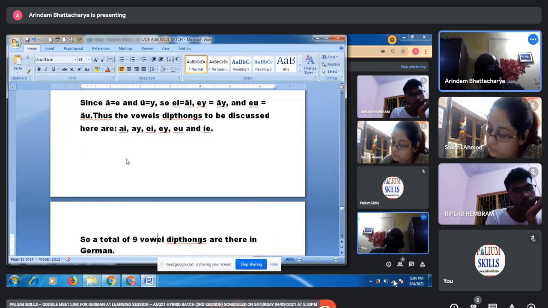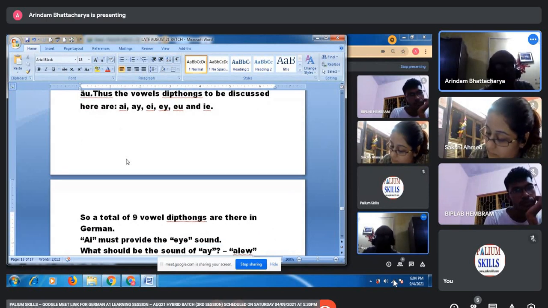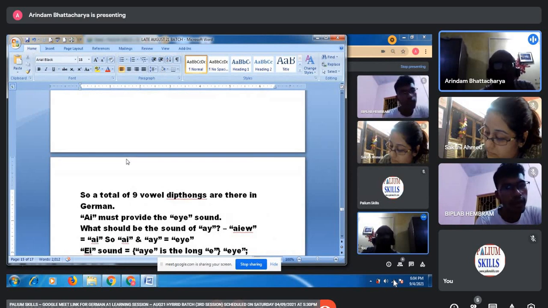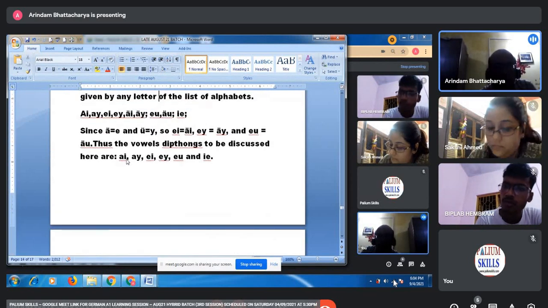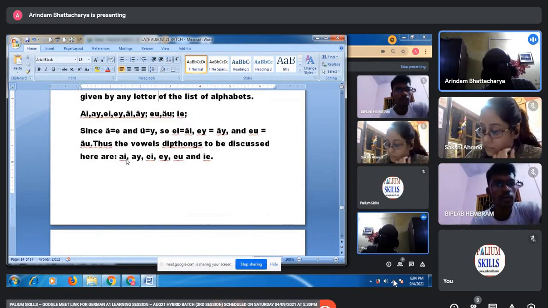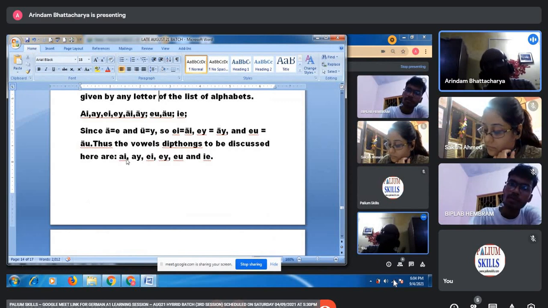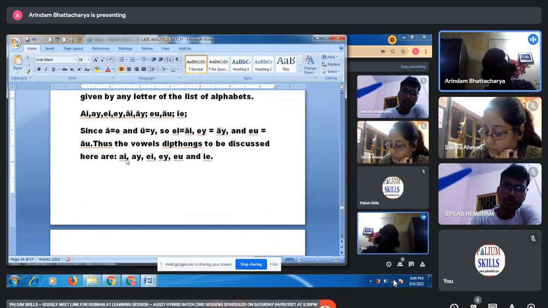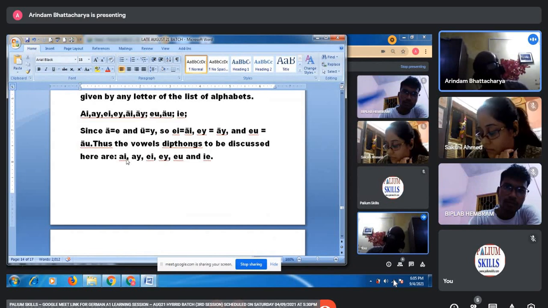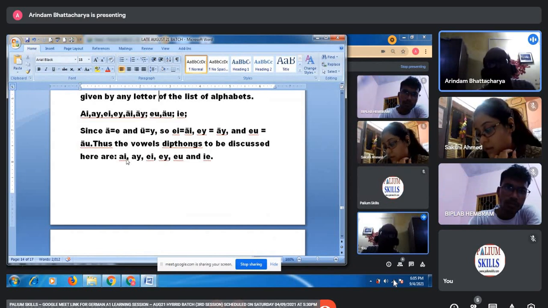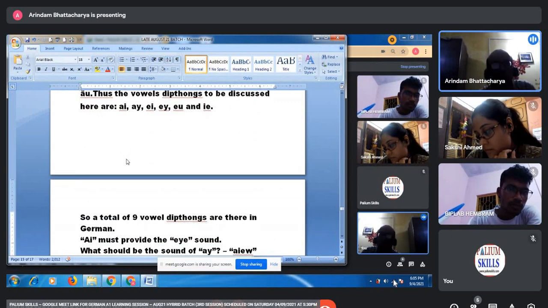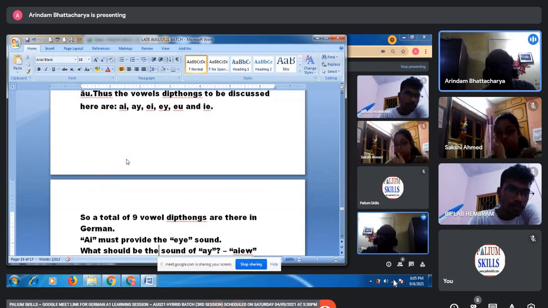Out of a total of nine diphthongs, there is AE, AY, A umlaut E, A umlaut Y, AU, A umlaut U and EA. There are 9 diphthongs, and within these 9 diphthongs only 6 need to be discussed. So a total of 9 diphthongs are there in German.